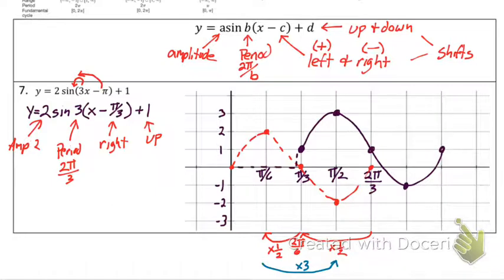Left, right, up, down, pretty easy. That's why I always do my amplitude and my period first. So plot your period, do your amplitude, and then just go left, right, up, down. Good? Makes sense? Yes.